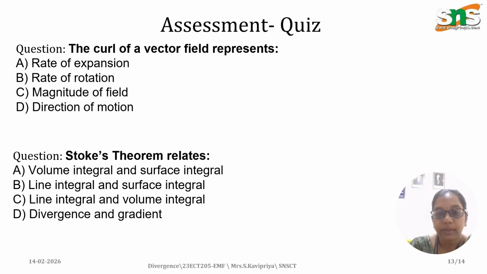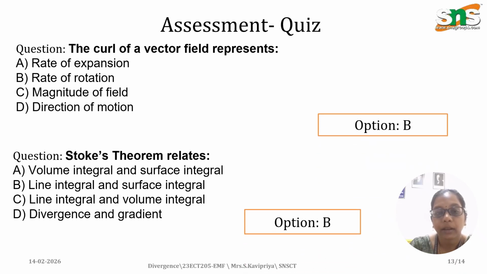And next is the assessment. A curl of a vector represents the rate of rotation of a vector. So the rotation or circulation behavior of any vector is represented by the curl. And the Stokes theorem is one which gives a relation between a line and the surface integral, whereas the divergence theorem gives a relationship between a volume and the surface integral.